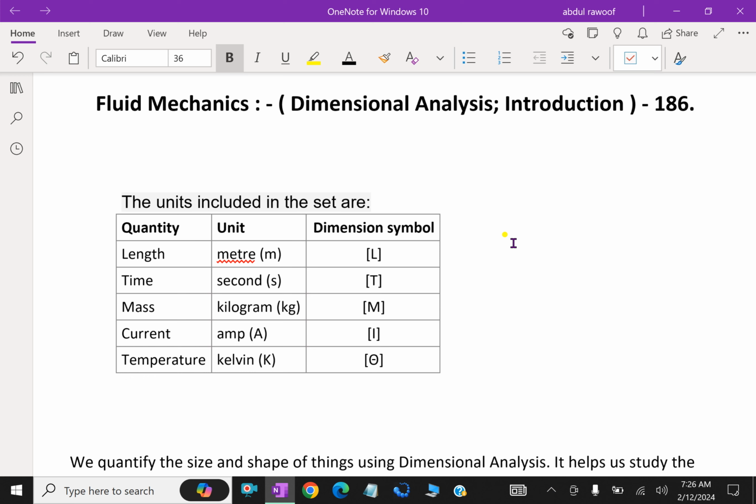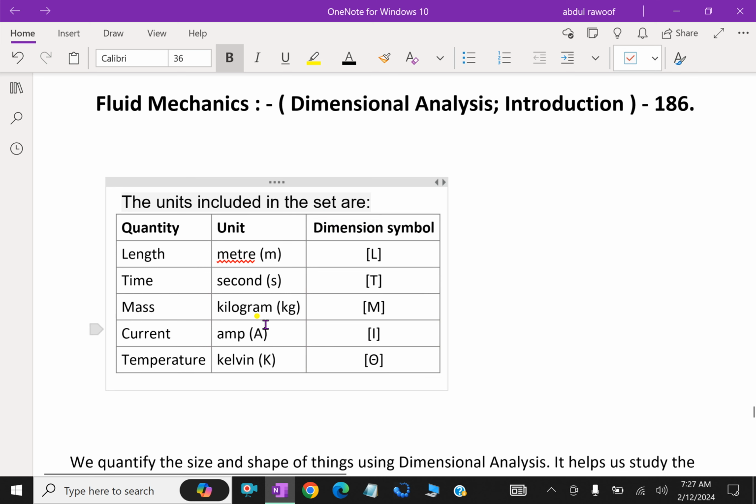Basically, length is L, mass is M, and time is T. These are three fixed dimensions which are of importance in fluid mechanics. If in any problem of fluid mechanics heat is involved, then the temperature is also taken as a fixed dimension. These fixed dimensions are called fundamental dimensions or fundamental quantities. Here, these are fundamental quantities: length L, time T, mass M, current ampere I, temperature theta.